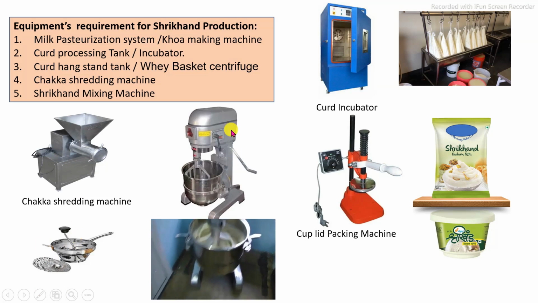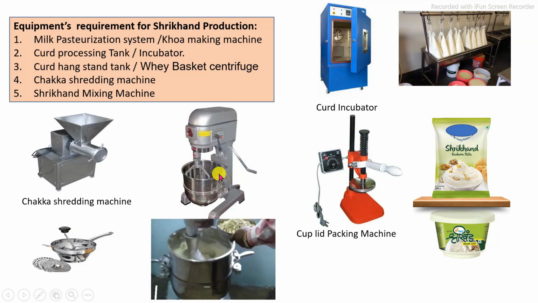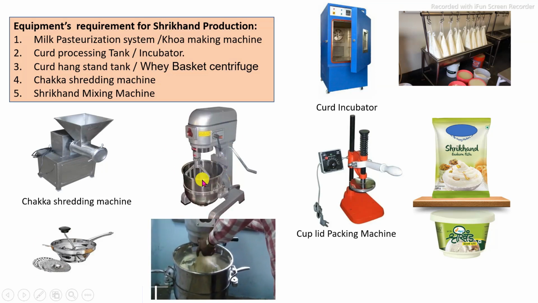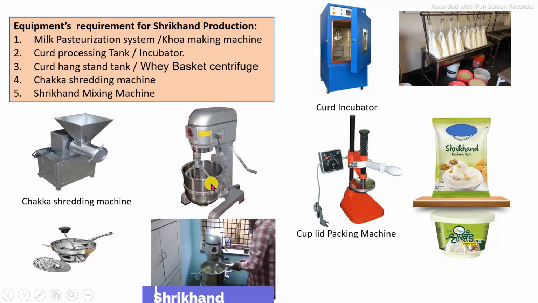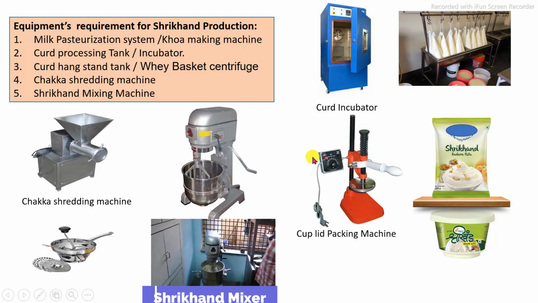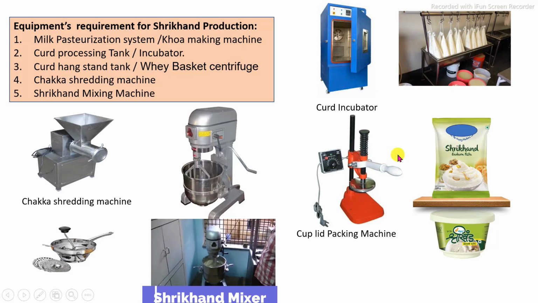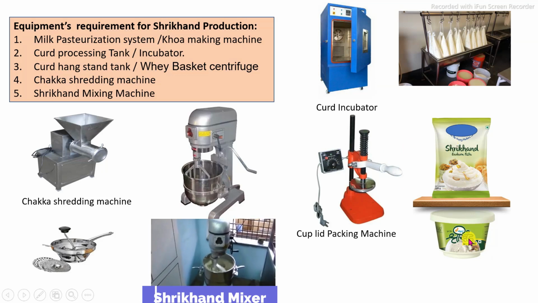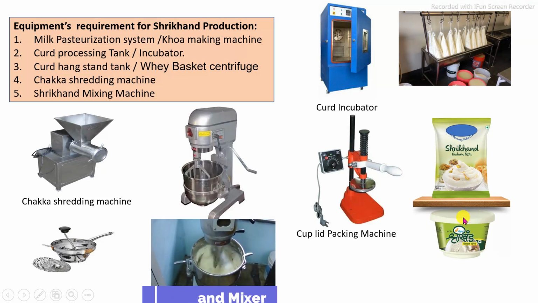Then mixing of the ingredients, with the addition of sugar, nuts and salts, is carried out by using planetary pan mixers. After preparation, the product must be properly packed. The packaging is carried out by using packing machines with a laminated pouch system or maybe a cup system. The Shrikhand is filled into the cup, then sealed with aluminum foil, and then secondary packaging.